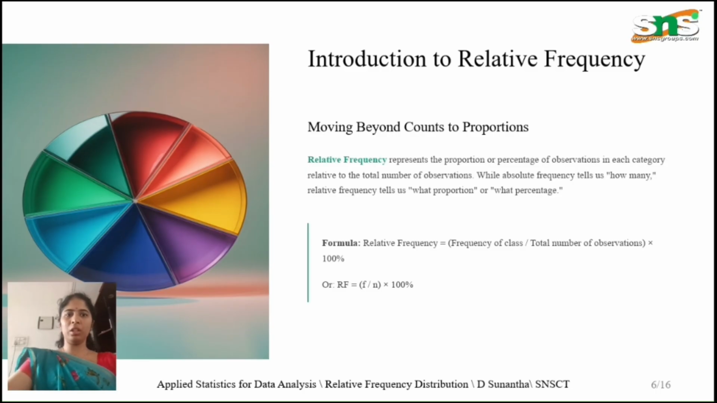If you need this in percentage, we can use this 100%. Otherwise, F by N will be the relative frequency. For example, if 15 students out of 50 belong to this class, then the relative frequency will be 15 by 50, which will be 0.30. In percentage, it will be 30%.